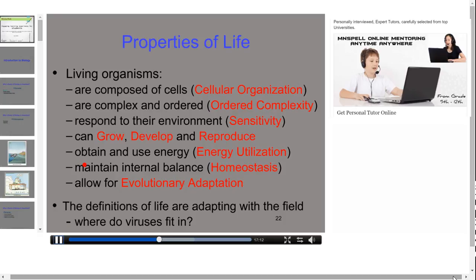organism. And a few of the properties of life are that living things are composed of cells. They are complex and ordered. They respond to their environment, can grow, develop and reproduce, obtain and use energy, maintain internal balance, homeostasis, and allow for evolutionary adaptation. These are some of the basic concepts which underlie the branch of science which is called biology.